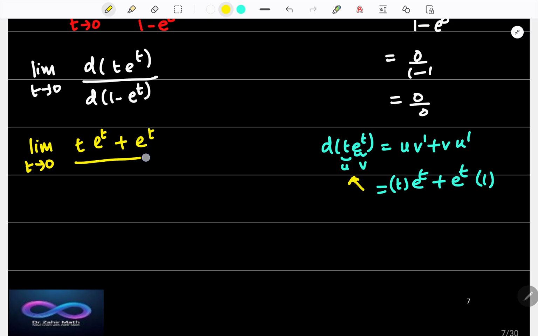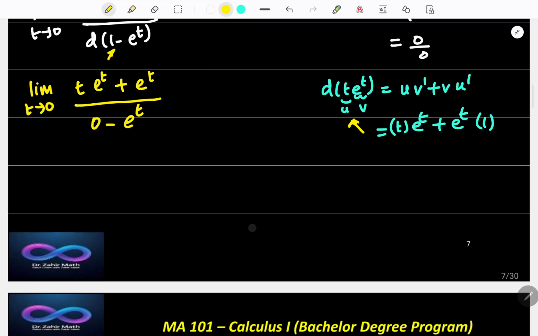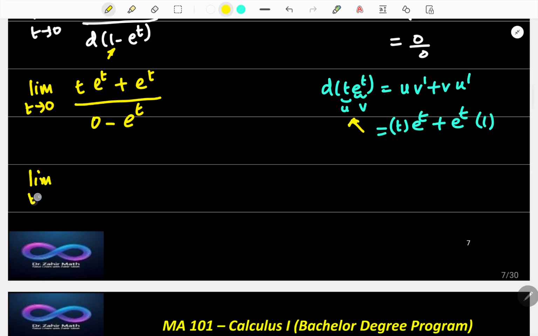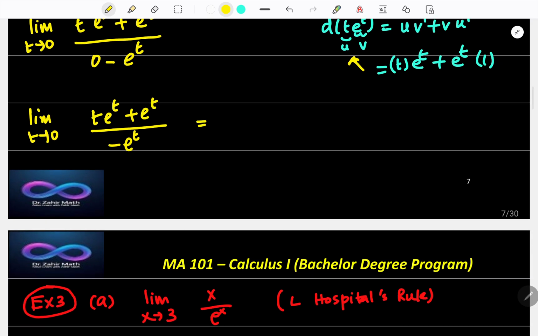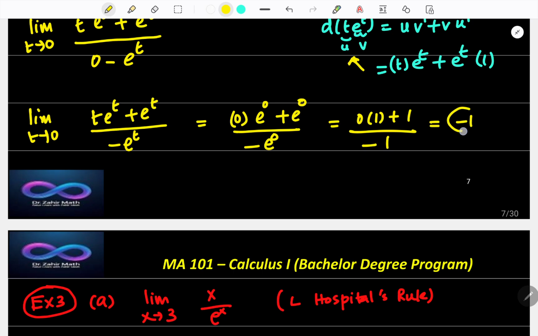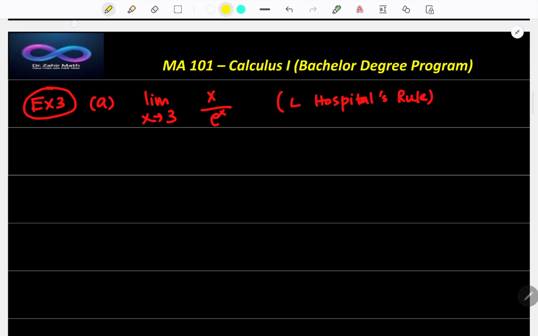Over, and differential of 1 is 0. Differential of e power t is e power t. So this equals limit t tends to 0, t e power t plus e power t divided by minus e power t. Now put t equal to 0. When I put t equal to 0, 0 times e power 0 plus e power 0 divided by minus e power 0. Right? So e power 0 is 1, divided by minus e power 0, which is 1. So this equals 1 divided by minus 1, which is minus 1. You can also put it in the calculator, no problem, because you can type e power 0 in the calculator.